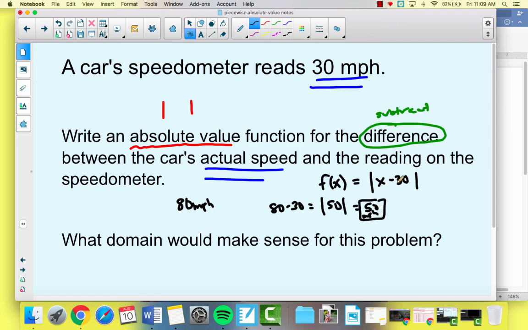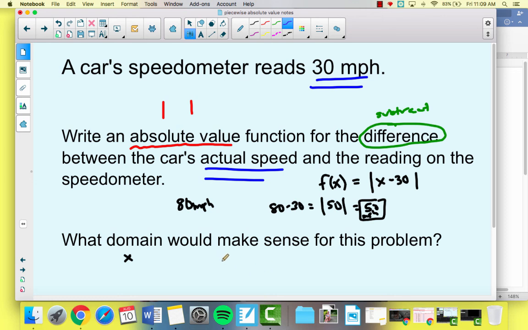All right, so it's a very simple equation. You just have to know that the actual speed comes first, and then your difference means subtraction, and you're subtracting what the reading is. So then you have to think about this problem. It says, what domain would make sense for this? Well, remember, domain are your x's. So what x values would be realistic for this type of problem? Well, the key here is that we don't really care what the x values are as long as they're positive, because when we're driving a car, we can't go negative speed.